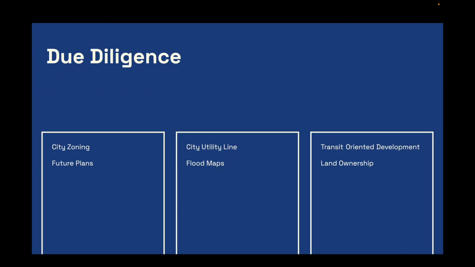I forgot to mention that some of the things that we're going to be looking at doing is looking at the city zoning, future plans, city utility lines, flood maps, transit-oriented developments, and then land ownership.